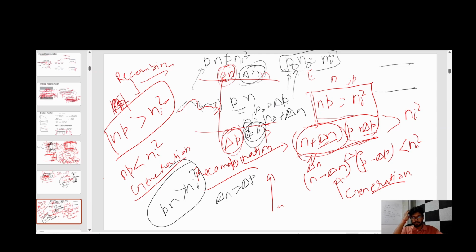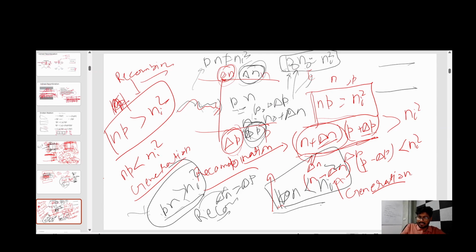Now if pn is greater than ni square, the semiconductor will always try to go back to the equilibrium state. So whatever extra delta n and delta p are there, they will try to recombine. If pn is greater than ni square, recombination will happen. If pn is less than ni square, then generation of carriers will happen.